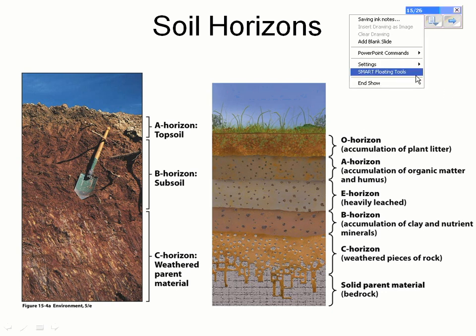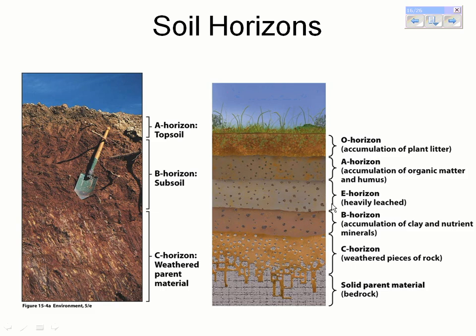We have our A. This is where we have organic matter. Our E, heavily leached. Our B is where we have our minerals. So it's because of our clay there that we have lots of minerals and nutrients that gather in that layer. C, weathered rock, and then we have our solid bedrock, our parent rock.